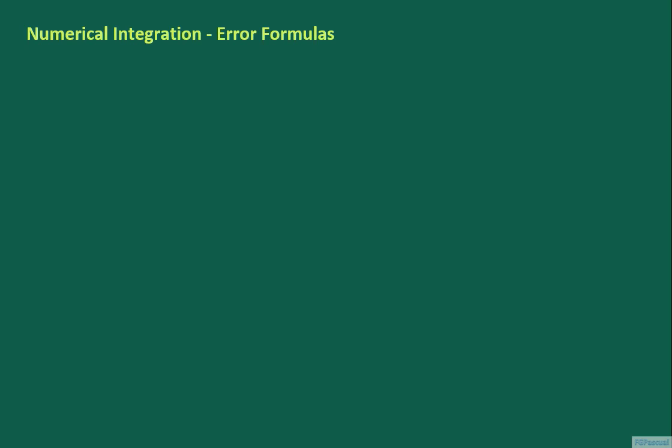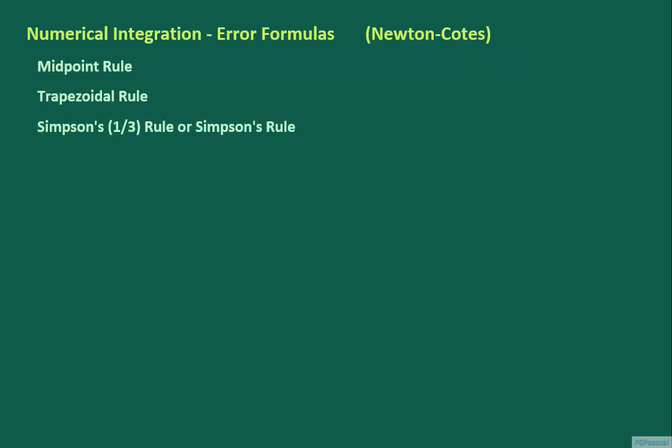This lecture is one in a series of 3 lectures on the error formulas of certain numerical integration techniques that belong to a class of techniques called Newton-Cotes techniques. This series of lectures covers the error formulas for the midpoint rule, the trapezoidal rule, and Simpson's 1/3 rule, or plainly Simpson's rule. This lecture covers the error formula for the midpoint rule.